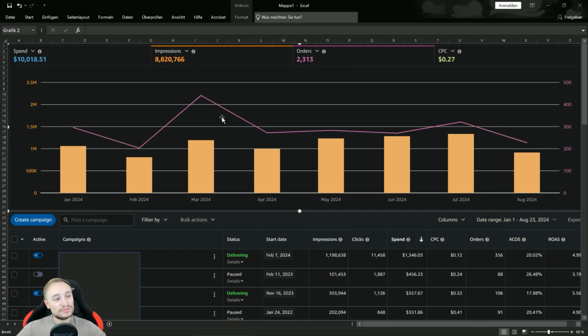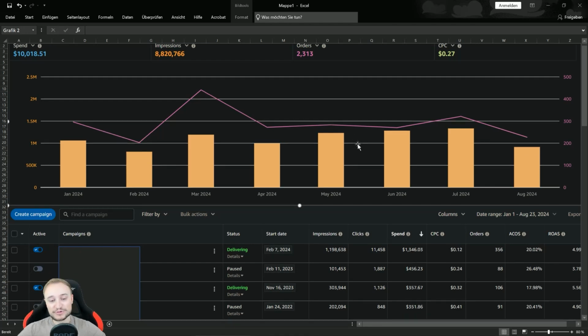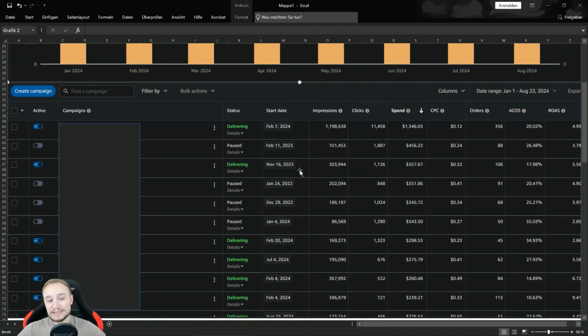I want you to concentrate especially on the numbers here. This is the yearly graph. I also have the all-time graph that I will show you. I also added up all the campaigns. Some are paused, some are delivered. This could mean an event, for example, or that this campaign or these designs were moved to another campaign. So of course you can check this out.